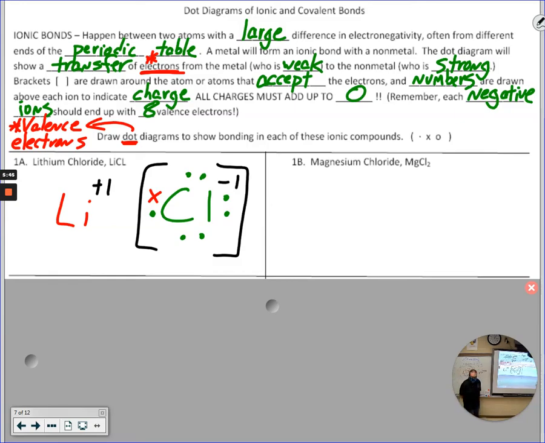We have to put brackets around the lithium too. Nope, lithium didn't steal anything. Lithium got stolen from. That's right, lithium's the victim here. Domestic abuse. Chlorine's going to jail.